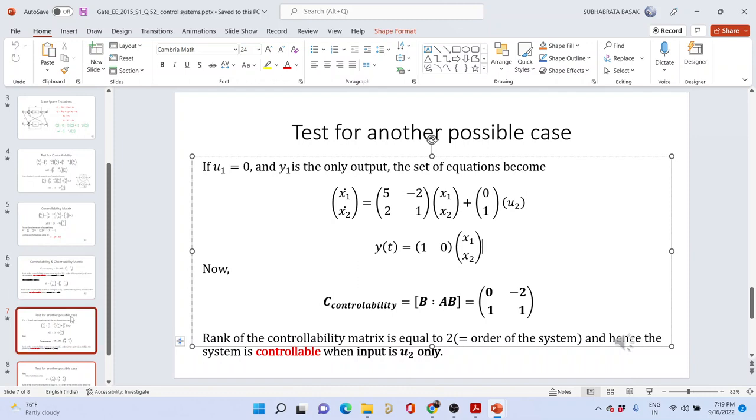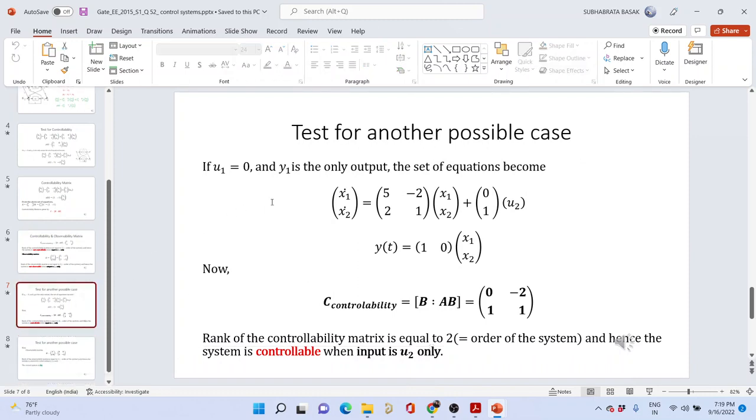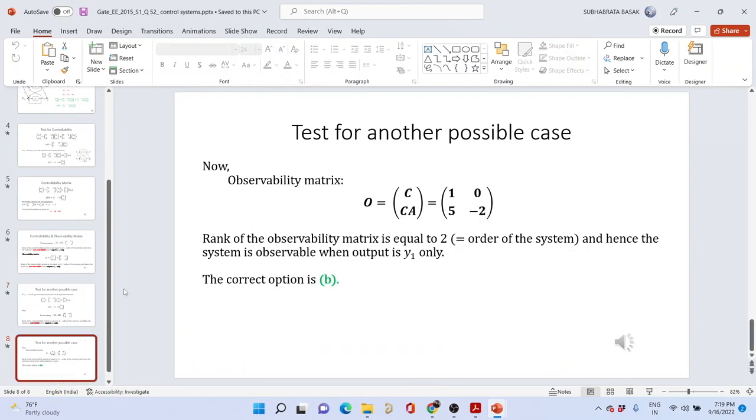Okay. Now let us see what happens to the observability. If we look at the observability matrix, that again is the similar operation that we have conducted, that is C and CA. What we see is, again in this case, the determinant of the matrix is not equal to 0. So the observability matrix has a rank equal to 2, which is equal to the order of the system, and hence the system is observable when the output is y1. Okay, the correct option is B, not D. So the correct option will be B.